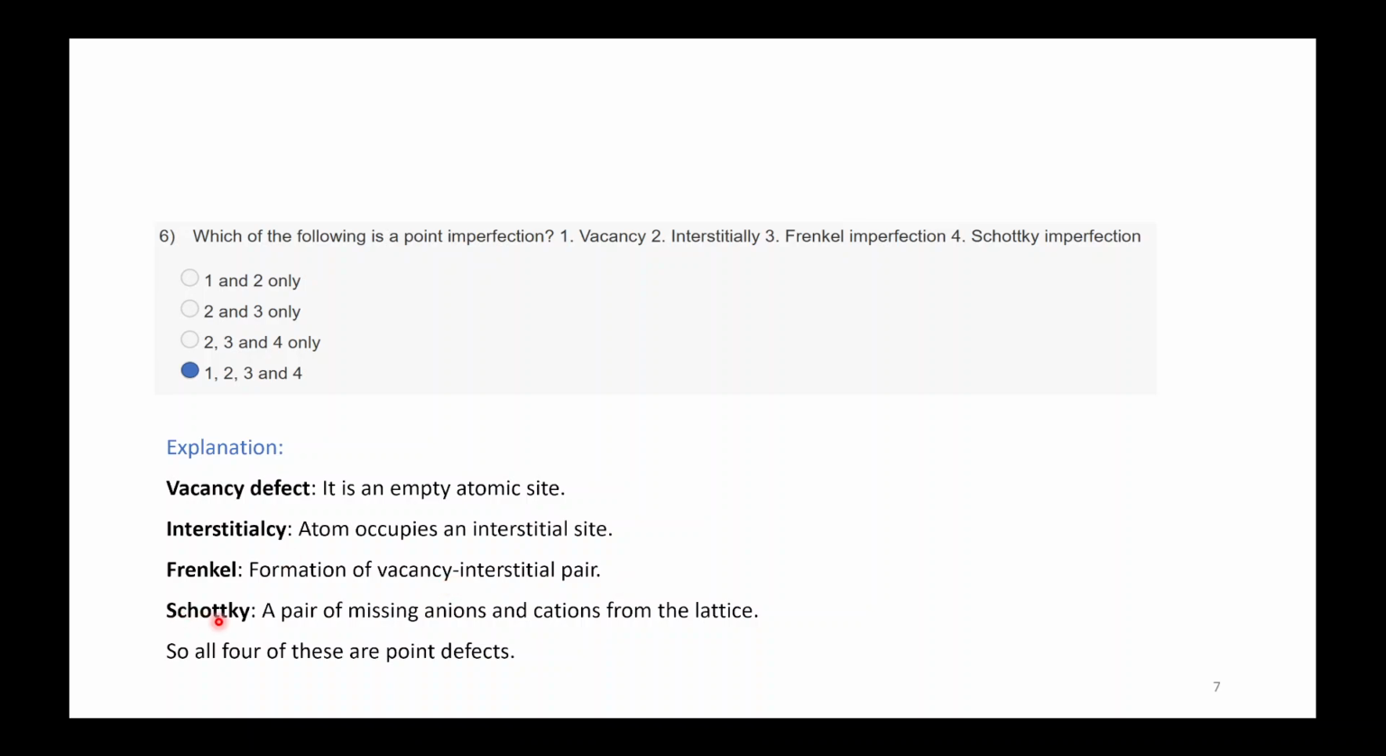And these Frenkel and Schottky defects are seen in ionic solids. In Schottky, a pair of missing anions and cations from the lattice. It is very similar to vacancy defect, so these all are point defects. So all 4 of these are point defects.